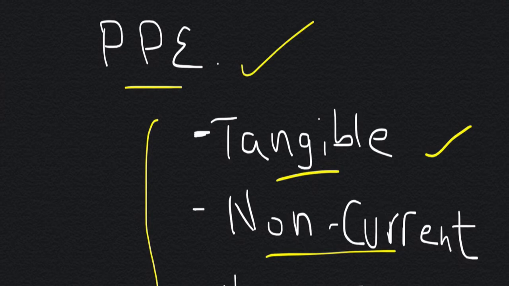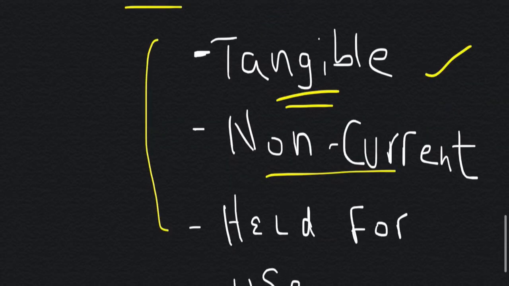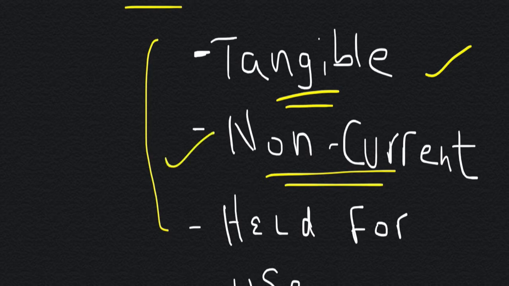Tangible is anything which has a physical existence. For example, there is a chair, you can touch the chair, you can feel the chair, so that means it has a physical existence, and so the chair is tangible. Simple. The second one is non-current. Non-current means, for example, if a business is obtaining an asset to use in its own business operations, then you can say that asset is non-current. In other words, if the business intends to use the asset for more than a period of 12 months, then also it is a non-current asset.